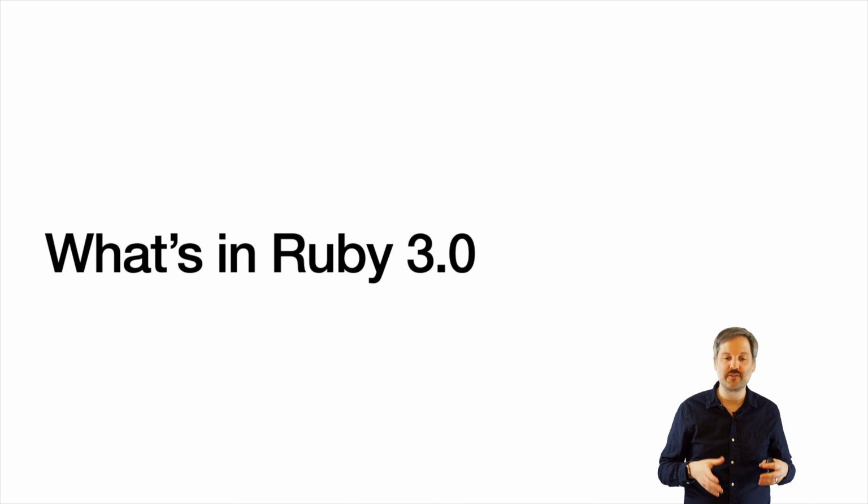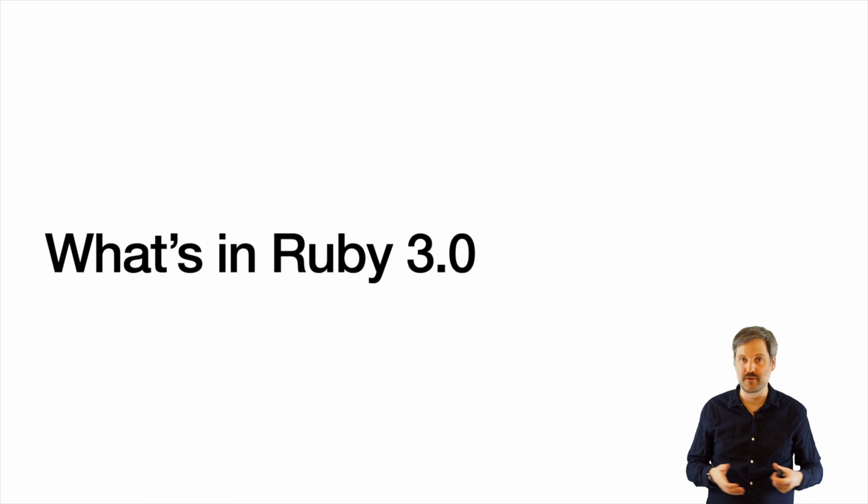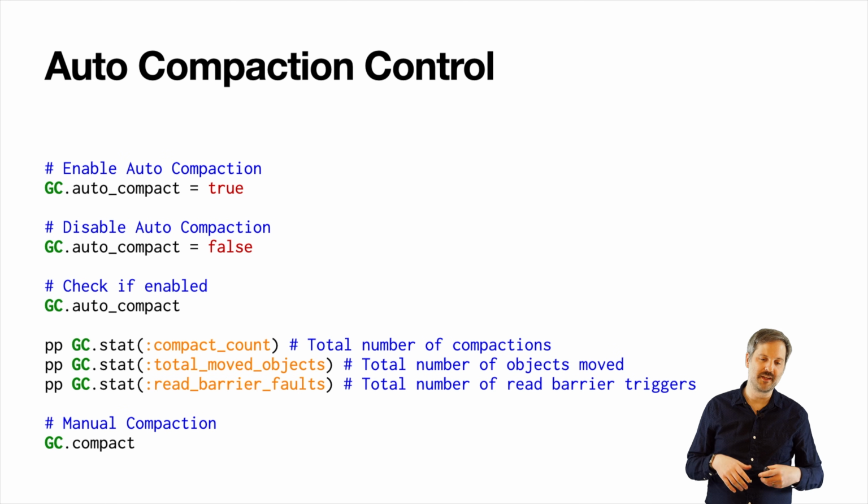So let's take a look at what's in Ruby 3.0 with regard to compaction anyway. Here's an overview of the API that's going to be in Ruby 3.